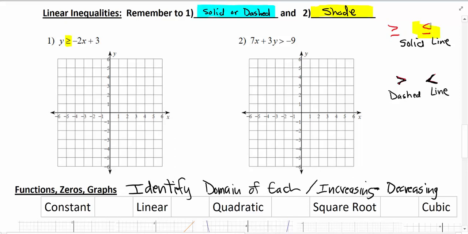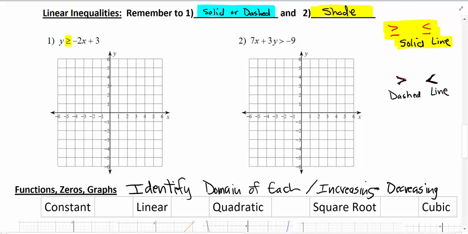So remember, when the inequality has a solid line underneath, solid line, it's a solid line. When it's just greater than or less than, you're going to draw a dashed line. So in this example right there, there's a solid line. So we're going to put solid dots and solid lines.